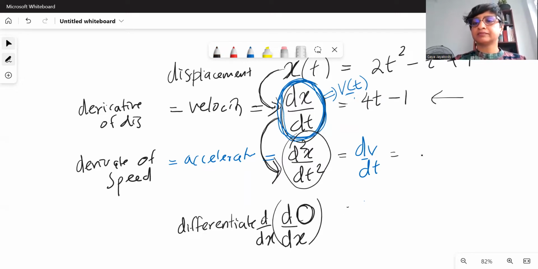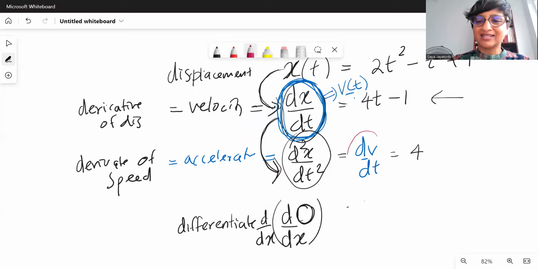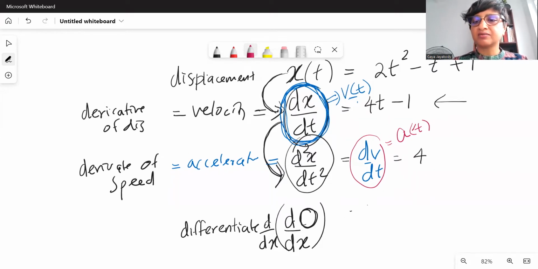If I differentiate that again, I only get 4. But only 4 comes out, right? This is actually acceleration a of t. Actually this is not a function of t, because it's just 4. It's a constant. Acceleration is just 4. It doesn't depend on time. Constant acceleration. I don't mind writing this as of t. It's a constant function. Okay? This is how this is applied.